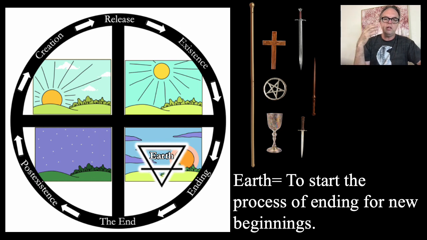Okay, and then it's cold, but then it's dry. It has a definite shape. So the pen has a definite shape, the sword has a definite shape, the chalice has a definite shape. So that's why these represent the earth element.